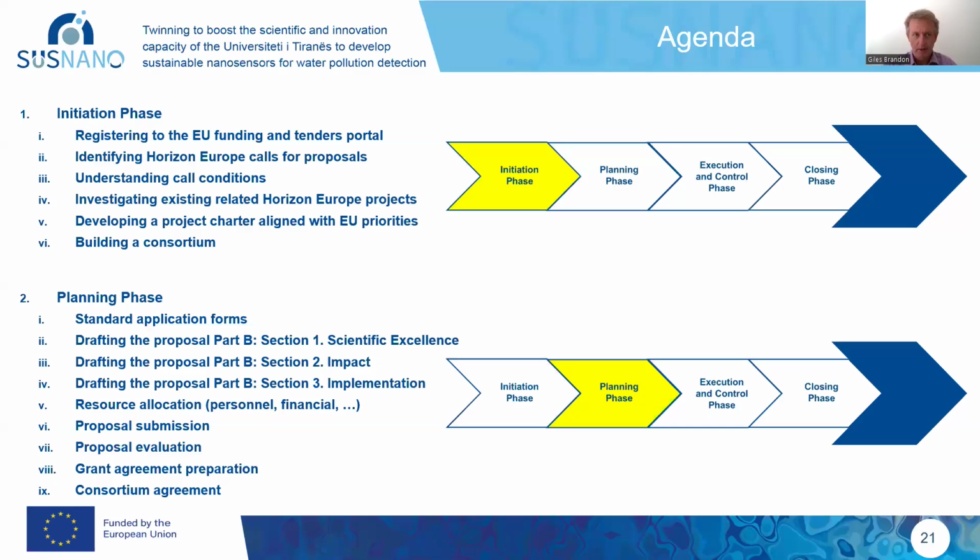So how does that look in terms of the agenda? Looking at the lower part of my screen here, in the planning phase, we're going to talk about standard application forms. And I should add, in essence, the planning phase is really about proposal preparation, writing the proposal. Out of the proposal, there's a part A and a part B. The part B is the narrative part. It's arguably where most of the work is involved.